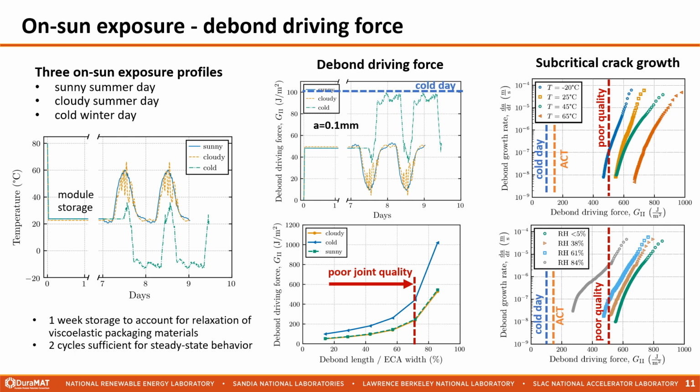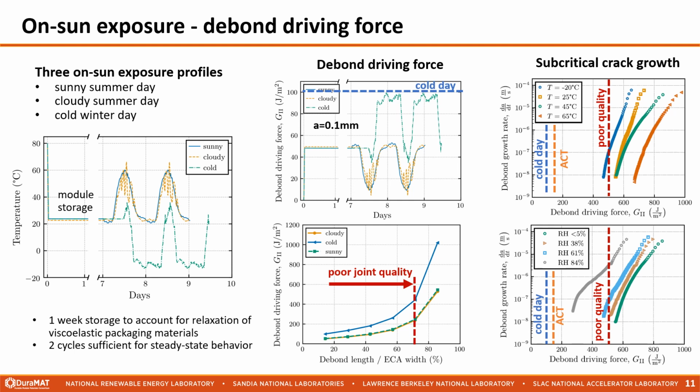Now we can compare our debond driving forces from the simulation with the measured subcritical crack growth curves derived earlier. I've indicated the cold winter day driving force with a blue dashed line, which is around 100 joules per square meter. We can see that for all investigated temperatures and humidity levels, the driving force is too low to cause subcritical crack growth. Similarly, for accelerated thermal cycling, the debond driving force of 150 is still below the threshold value.